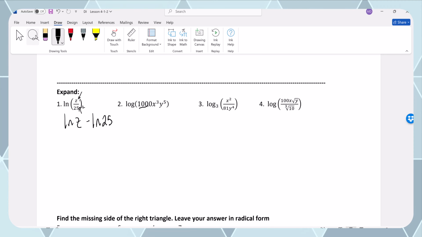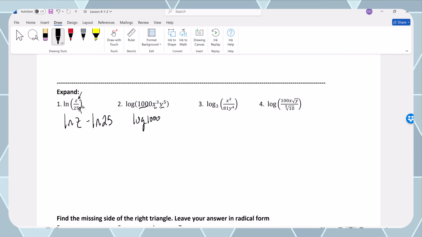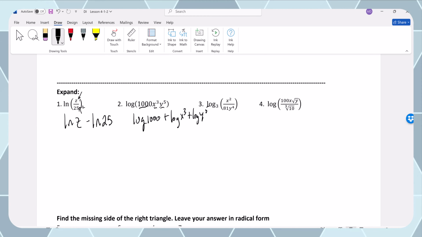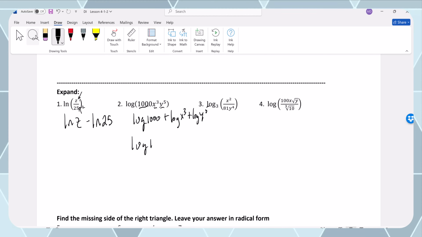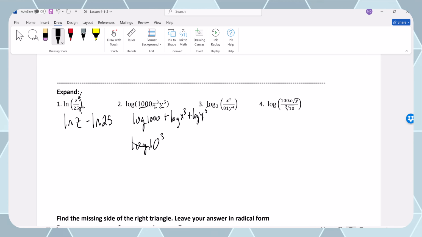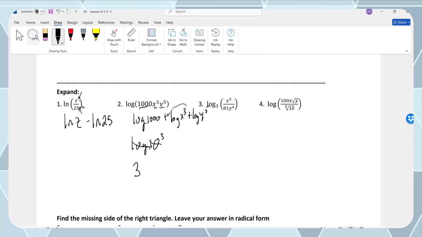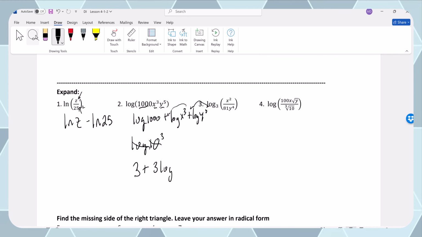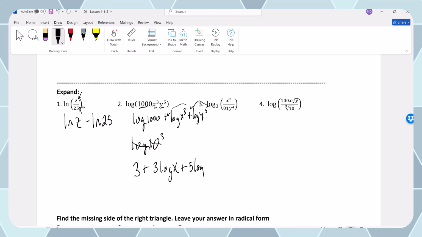For the next one, I have three factors, so that means three logs. So log 1000 plus log x to the third plus log y to the fifth. Now log 1000 is the same as log 10 to the third. Log base 10 and 10 cancel out, so you get 3. I can move the 3 to the front. I can move the 5 to the front, so I get plus 3 log x and then plus 5 log y.